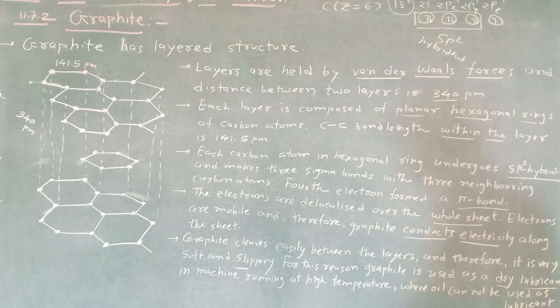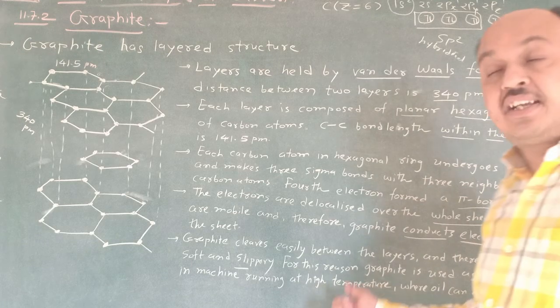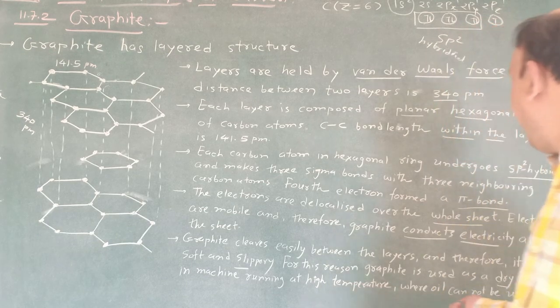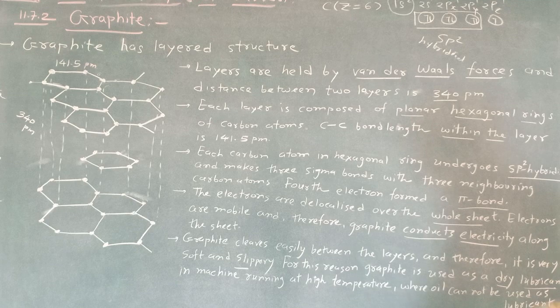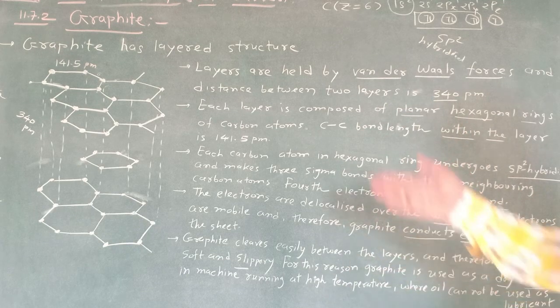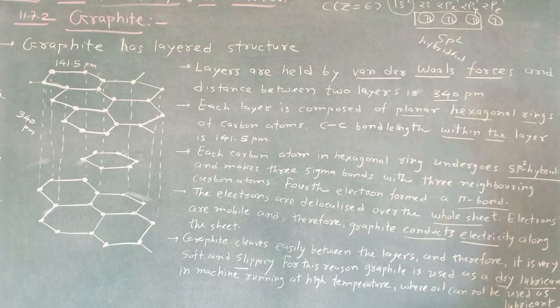Graphite cleaves easily between the layers. Why does graphite break very easily? Therefore it is very soft and slippery. For this reason, graphite is used as a dry lubricant in machines running at high temperature, where oil cannot be used as a lubricant. So this is all about graphite. Just write it down from your NCERT textbook and draw this figure. Okay, and now we see the last allotrope of carbon, and that is nothing but fullerenes.